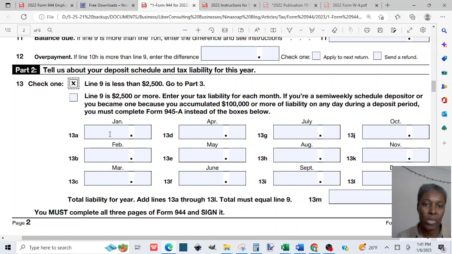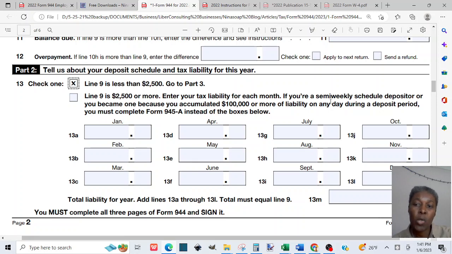you must make deposit. So if you are a semi-weekly scheduled depositor, or you became one because you accumulated $100,000 or more of tax liabilities on any day during a deposit period, you must complete Form 945-A instead of the boxes below. So if you are not a semi-weekly depositor, and let's talk about that a little bit.